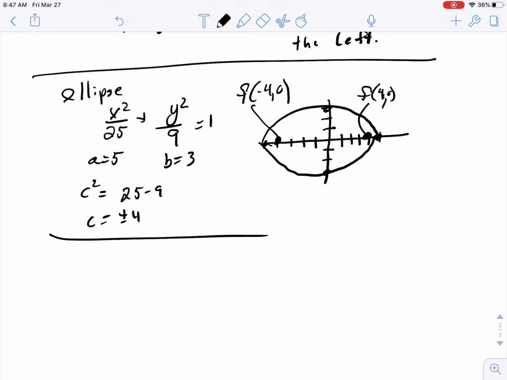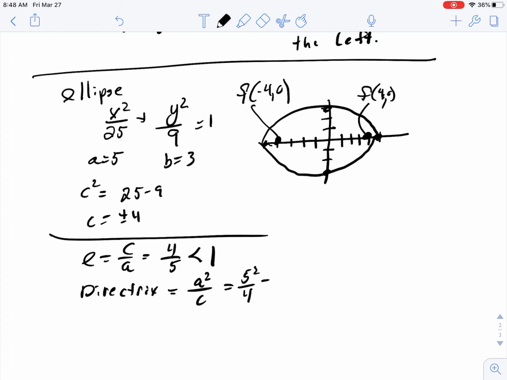So now we know what our c and a are. My eccentricity, c over a, would be 4 over 5, which should be less than 1 for any ellipse. If you get greater than 1, that means you're doing a hyperbola. Then my directrix is a squared over c, so 5 squared over 4. We got 25 fourths, which is 6 1/4.